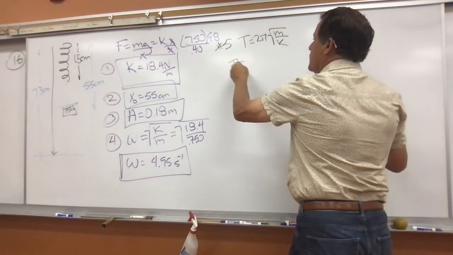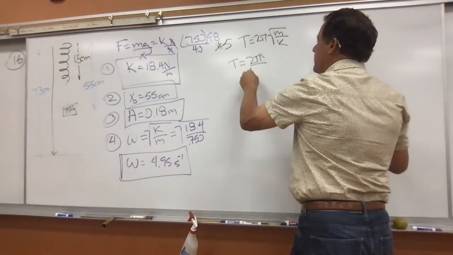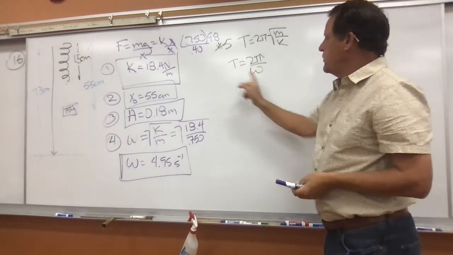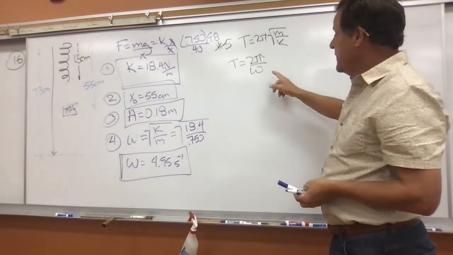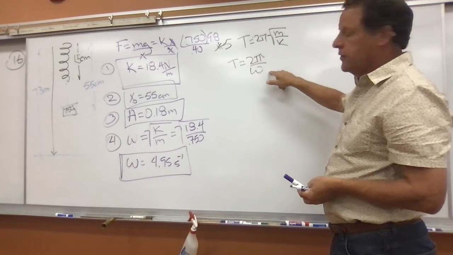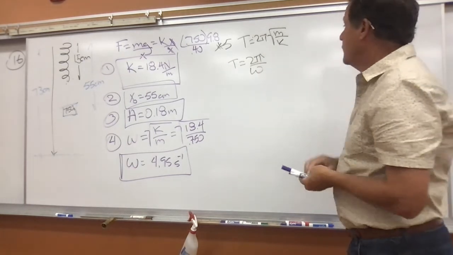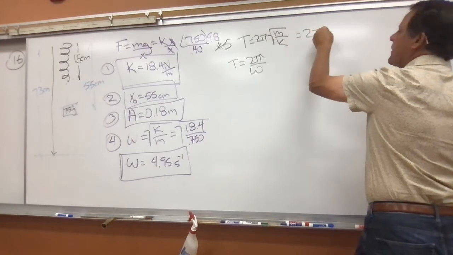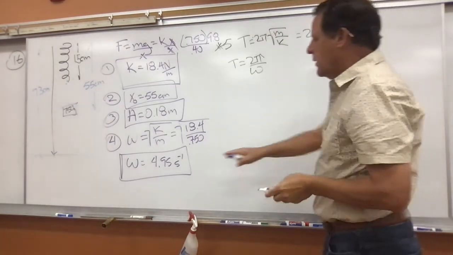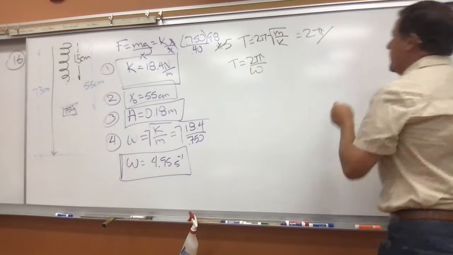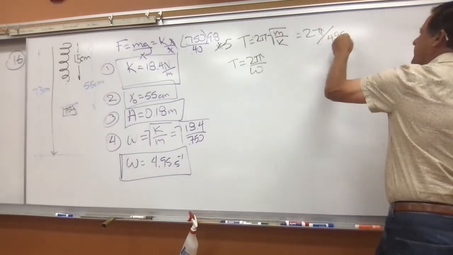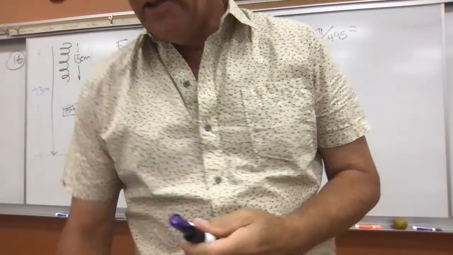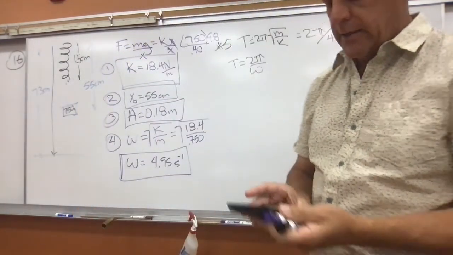Now, we can just think of this as 2 pi over omega. And remember that if we switch these two, it's like saying that the velocity is equal to distance divided by time. So this is going to be our equation. So we're going to have 2 pi divided by our omega, which is 4.95. And let's calculate that.